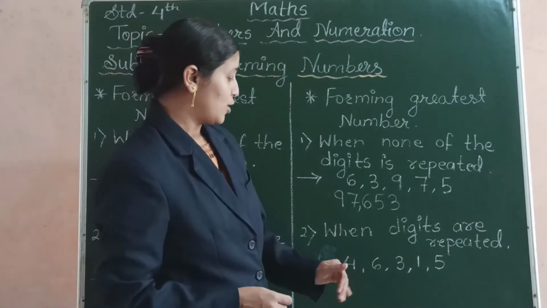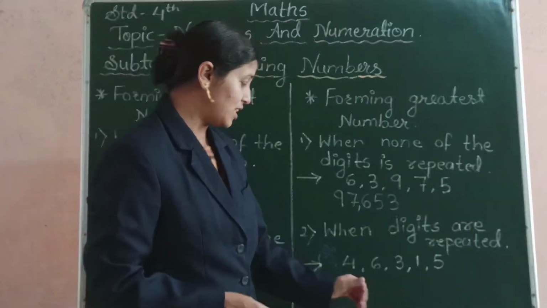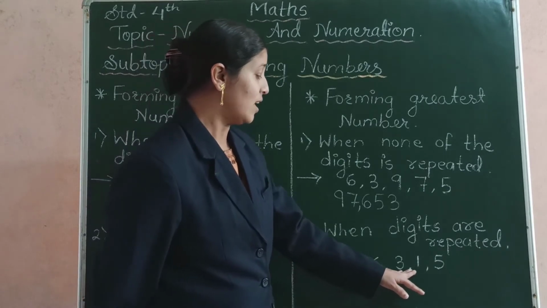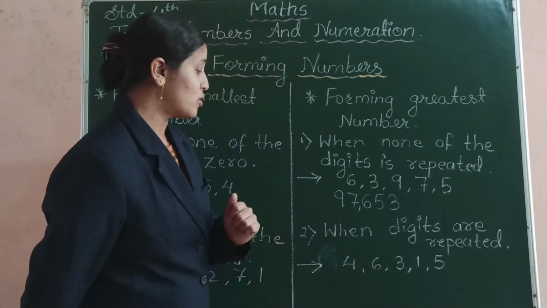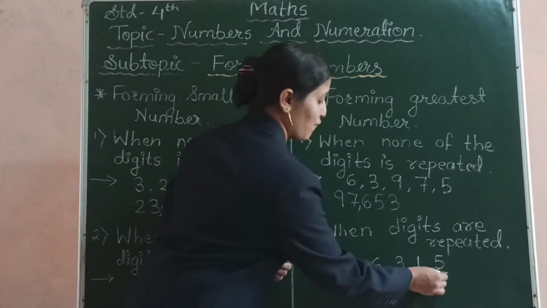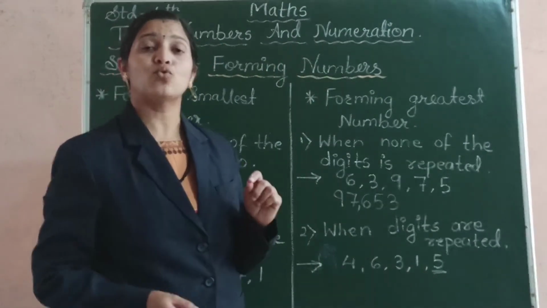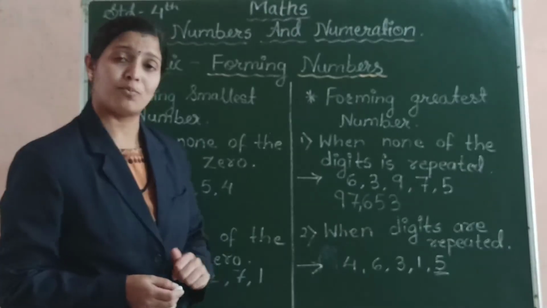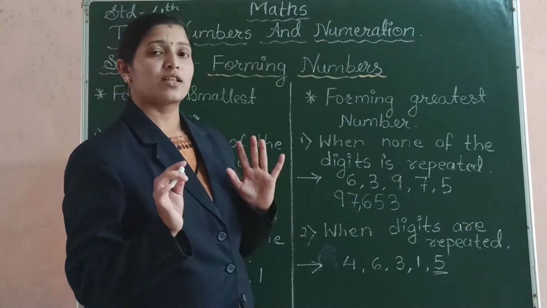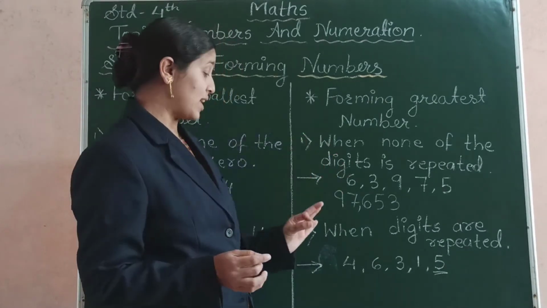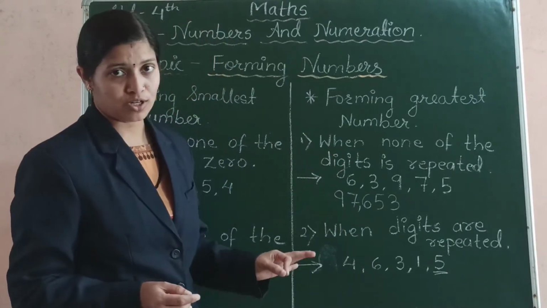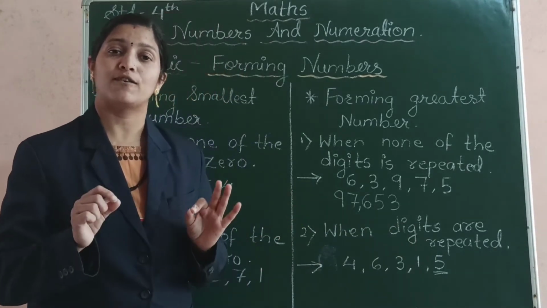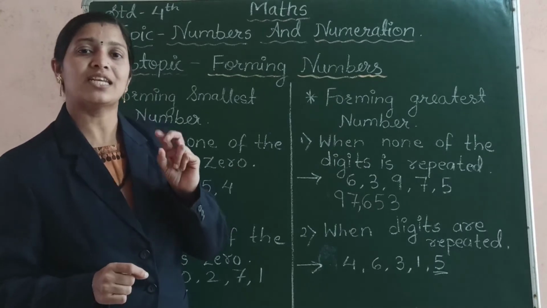Suppose you are asked to repeat any one of the digits. You can see here the digits given are 4, 6, 3, 1, 5. Suppose we are asked to repeat the digit 5, means we are asked to write or use the digit 5 two times when you form the number. So the rule is the same, that we have to arrange them in the descending order itself, but wherever the place of 5 comes, we have to write that digit 5 two times, that is twice.